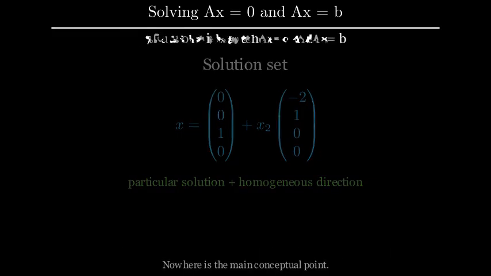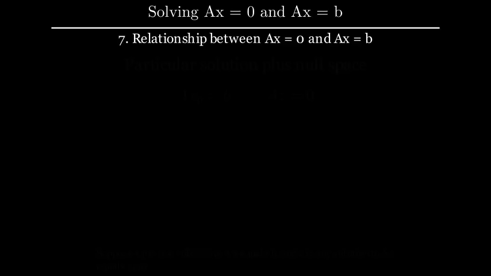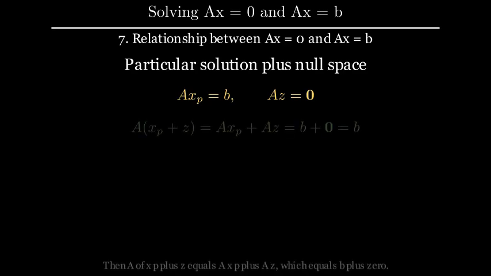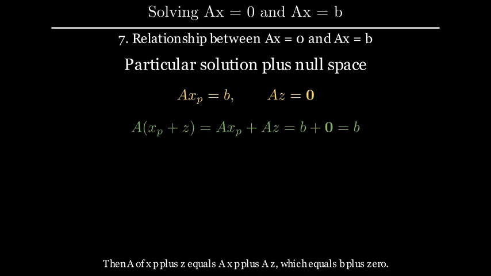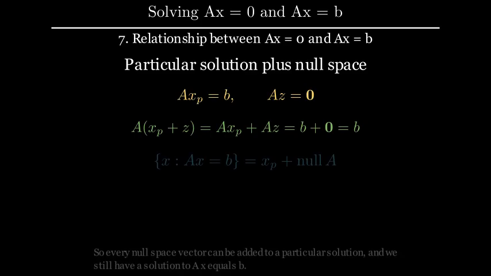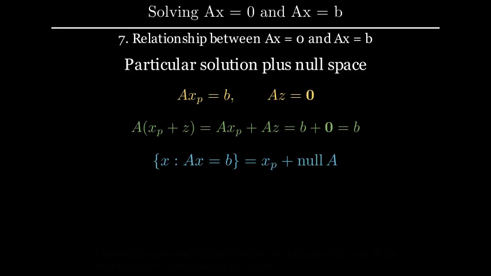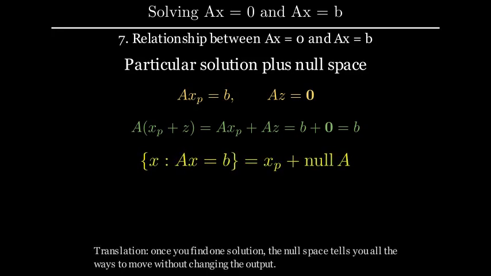Now here is the main conceptual point. Suppose xp is one solution to AX equals B, and z is any solution to Az equals 0. Then A of xp plus z equals Axp plus Az, which equals B plus 0. So every null space vector can be added to a particular solution. And we still have a solution to AX equals B. Translation. Once you find one solution, the null space tells you all the ways to move without changing the output.